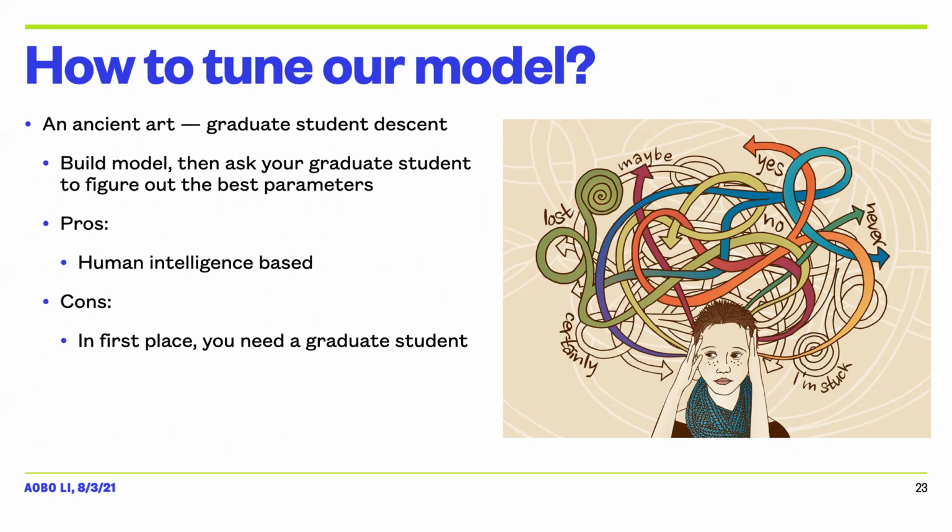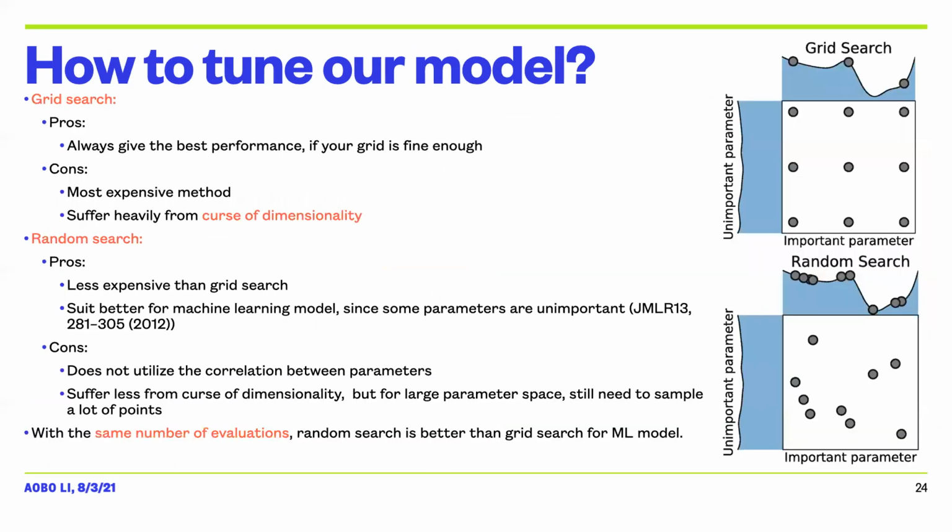The pros of this model is that it's human intelligence based. But the cons is that you need to have a graduate student. You need to hire a graduate student as a PI, so it's not really too valid for a postdoc like me. So the other way we can do is a grid search.